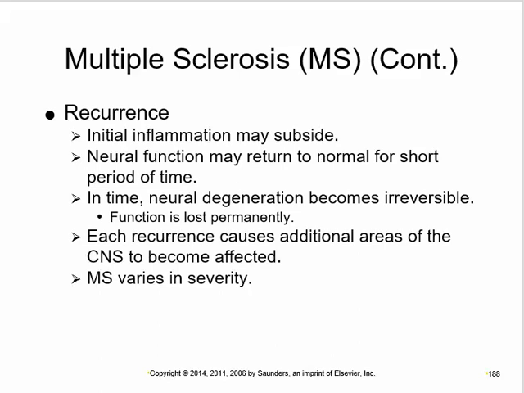Almost invariably, if there's a recurrence, it expands. Different areas of the central nervous system become affected. Now, how quickly this happens, how often it happens, varies. The severity varies.